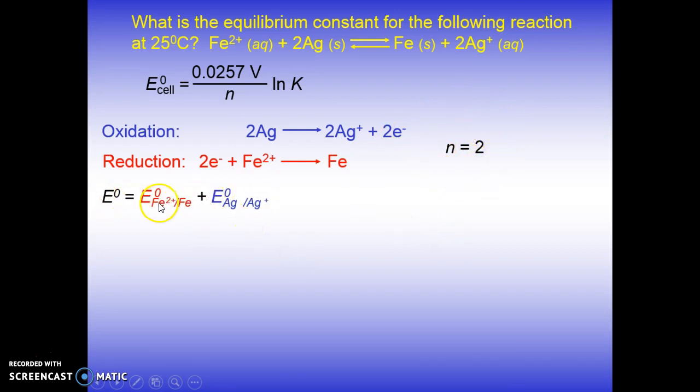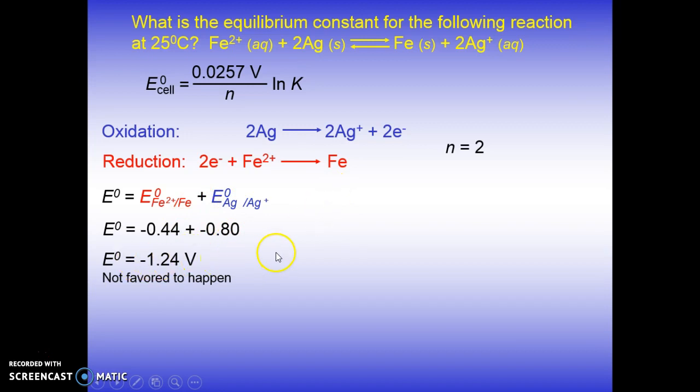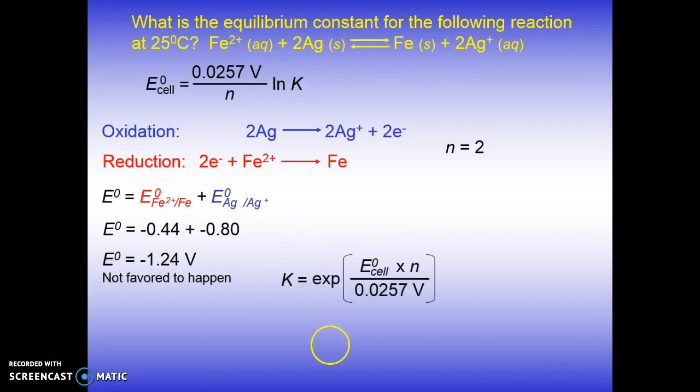If we get the voltage, we pull these right off the reduction potential sheet. We know that for iron reduction, it's a negative 0.44. For silver reduction, it's a positive 0.8, but we're going to flip it, so we're going to make it a negative. So overall, the voltage is a negative 1.24, so it does not favor this reaction to happen. Silver never wants to become silver ion.